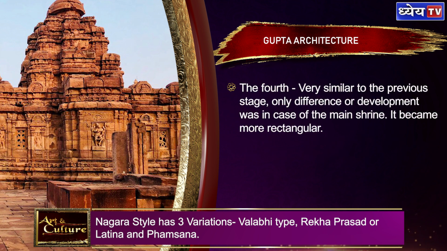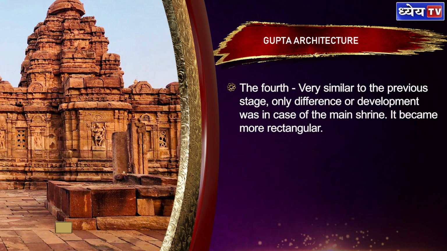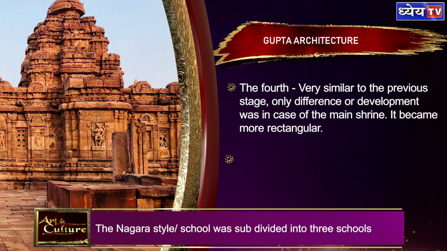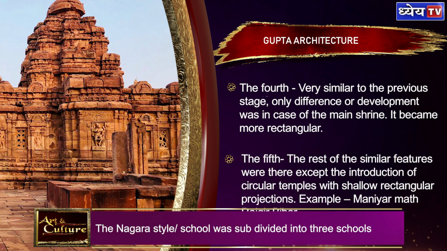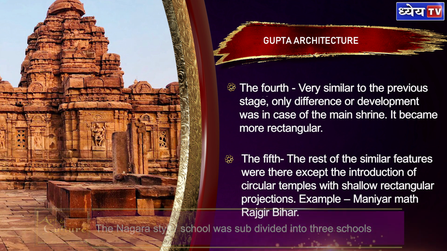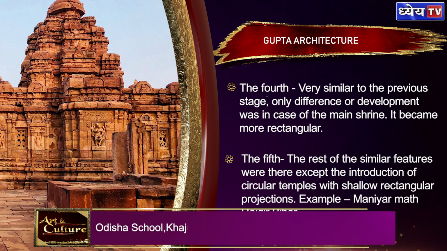The fourth stage, it was very similar to the previous stage. The only difference or the development was in case of the main shrine. It became more rectangular. The last and the fifth stage, the rest of the similar features were there except the introduction of circular temples with shallow rectangular projections. Example, Maniar Math, Rajgir, Bihar.